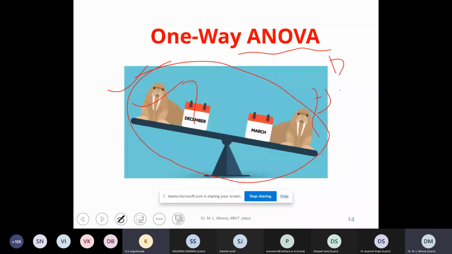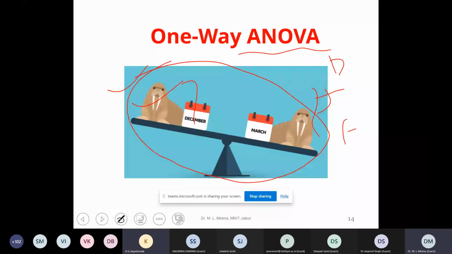A one-way ANOVA compares 3 or more categorical groups to establish whether there is a difference between them. Within each group, there should be 3 or more observations, here meaning walruses, and the means of the samples are compared. So this is for one-way ANOVA, in this case, walruses.